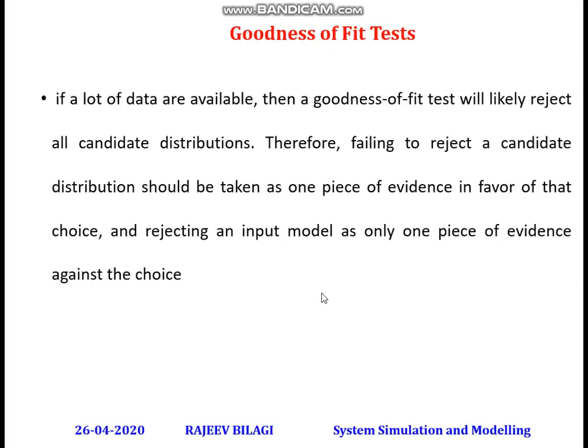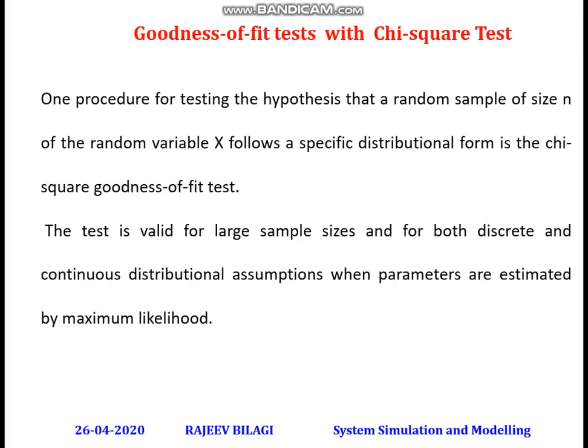If a lot of data is available, then it may reject some of the candidate distributions. So now how will it be carried out? There are two different testing techniques. One is the goodness of fit test with the chi-square test, and the other is the goodness of fit test with the KS test. The chi-square test is for different types of data: for normal distribution, for exponential distribution, for Poisson's distribution.